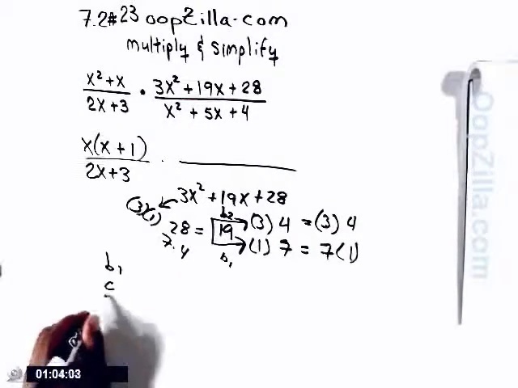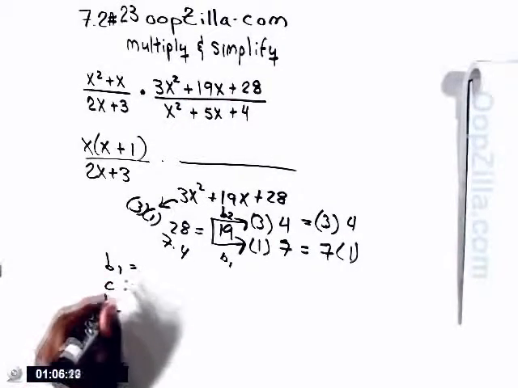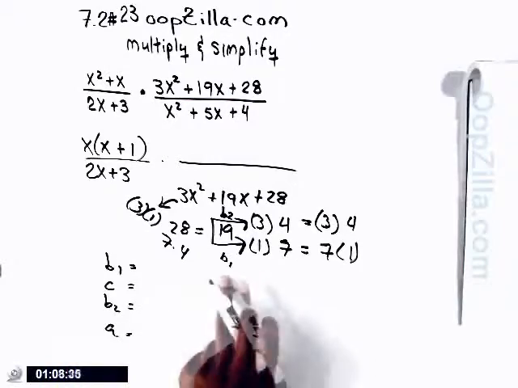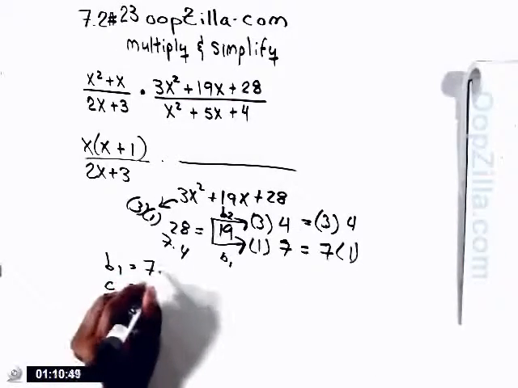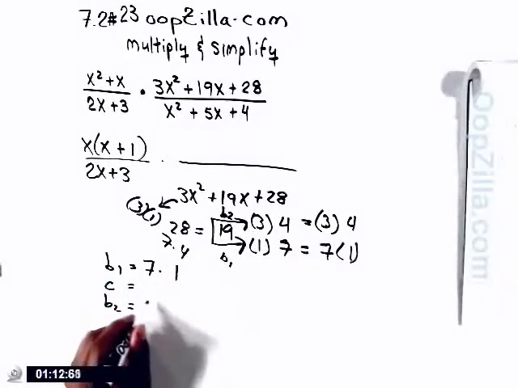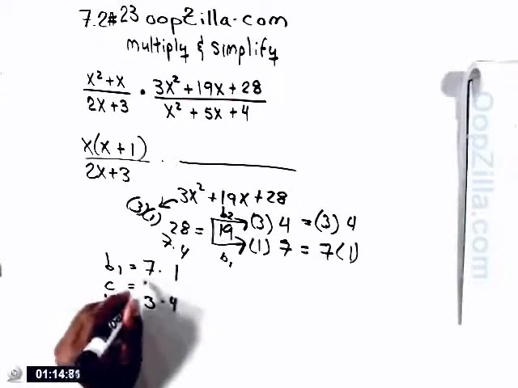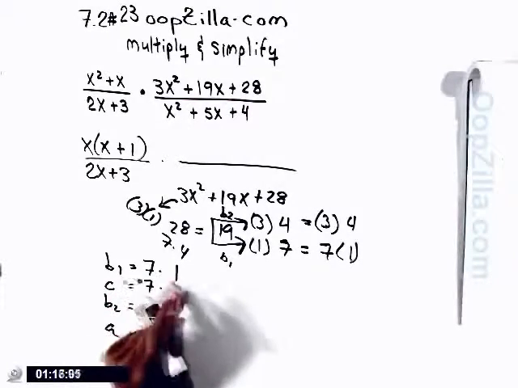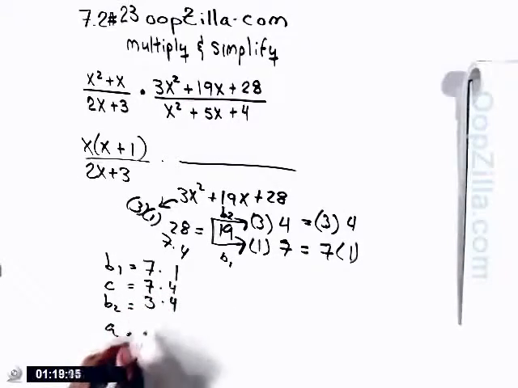Now B sub 1, C, B sub 2, A. B sub 1 is going to be 7 times 1. B sub 2 is going to be 3 times 4. These front heads go together, the back heads go together.